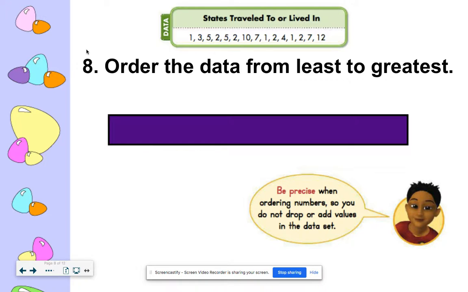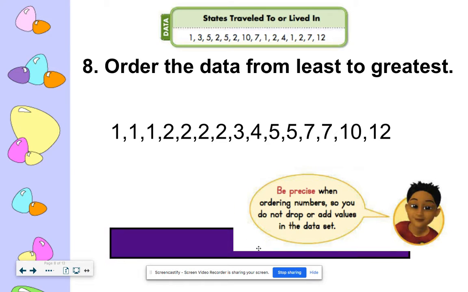So question 8 tells you to order the numbers from least to greatest. And I did put this little bubble in. Be precise when ordering your numbers so you do not drop or add values in your data set. What that means is make sure that you are being very, very careful as you are writing your numbers in order from least to greatest. And here are your numbers.